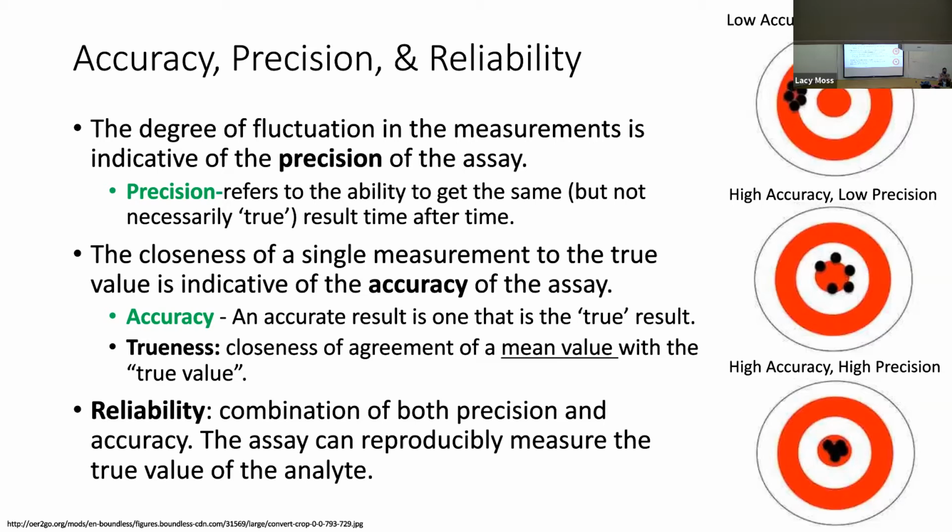So in the clinical lab, we are aiming for reliability because we want it to be precise and we want it to be accurate. So this is when it's clustered on the bullseye, very close together. This is when you get to go to the Olympics and win a gold medal. All right. You're not going to win a gold medal with this. You're not going to win a gold medal with this. This is what you want.